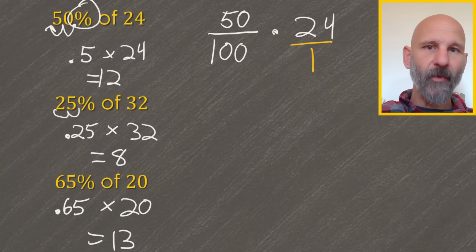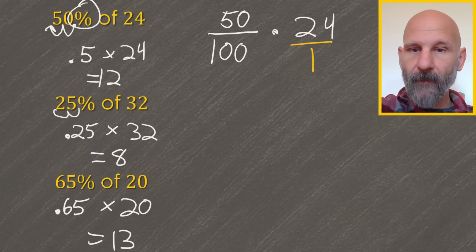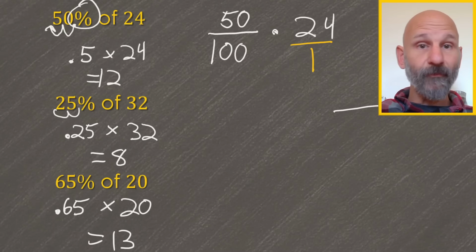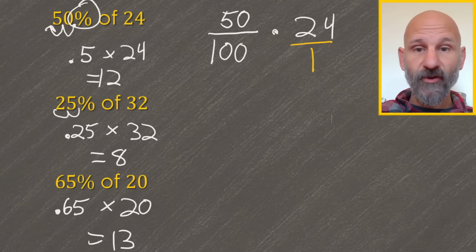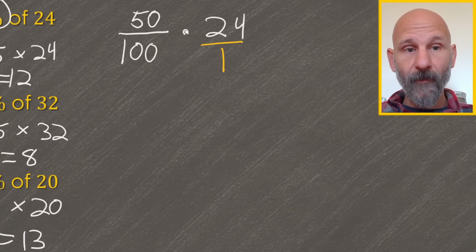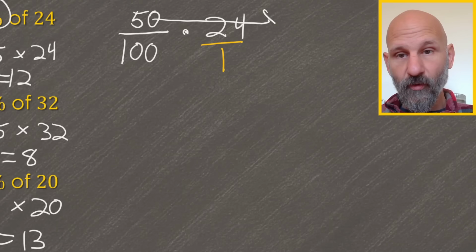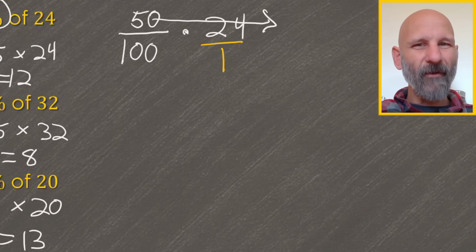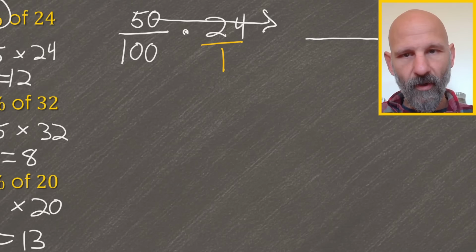When we get to the 32, it'll be 32 over 1. Okay, so now when we multiply our fractions, we're going to be top times top, numerator times numerator, over denominator times denominator. So here we go. So 50 times 24. Well, that's 24 times 50. Well, it's 24 times 5 with a 0 on the end. So I put the 0 over there.